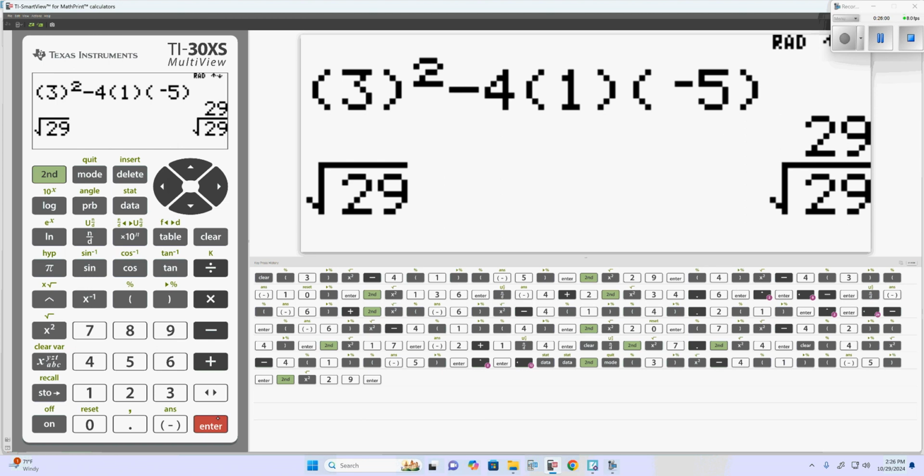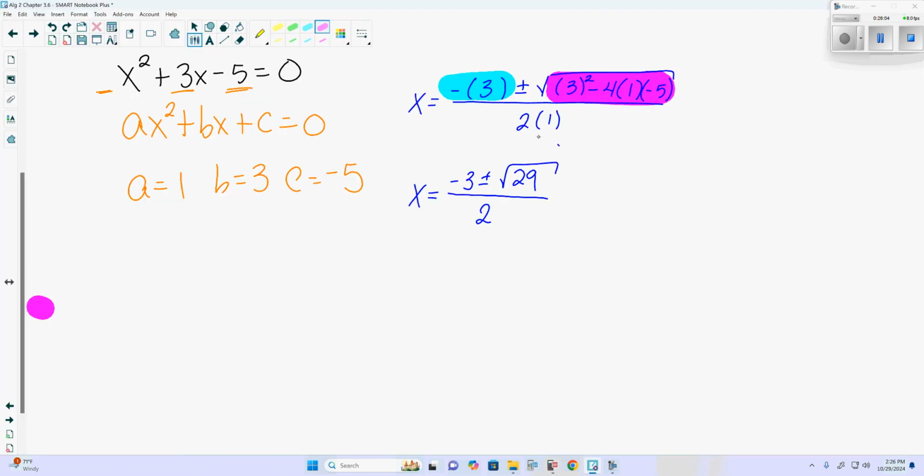Square root of 29 is... it doesn't simplify, it doesn't reduce. That is the answer. We're done. So really, once we find A, B, C, and plug in, it's just simplifying each of the different parts down, and then we're done.